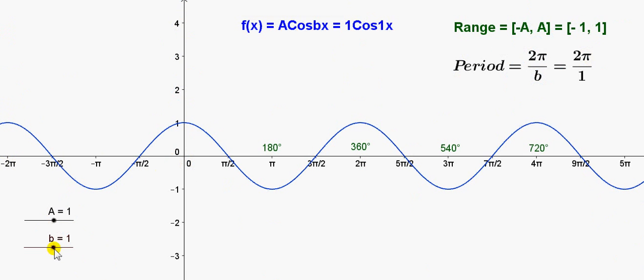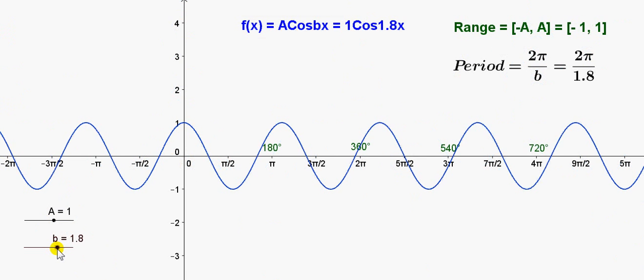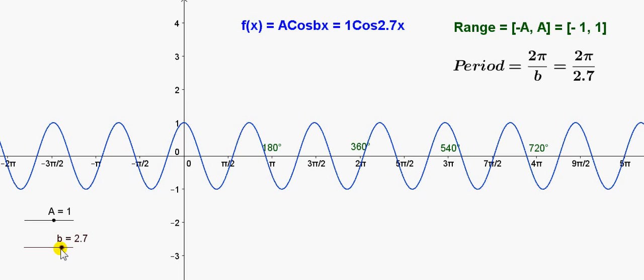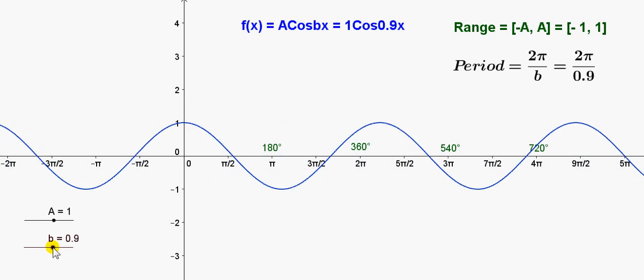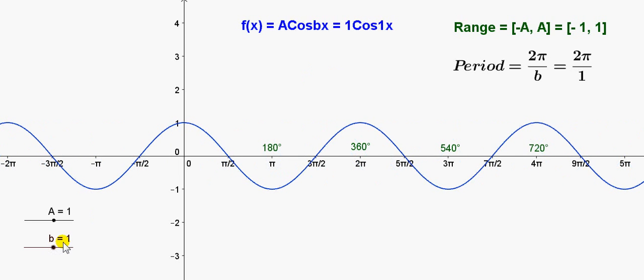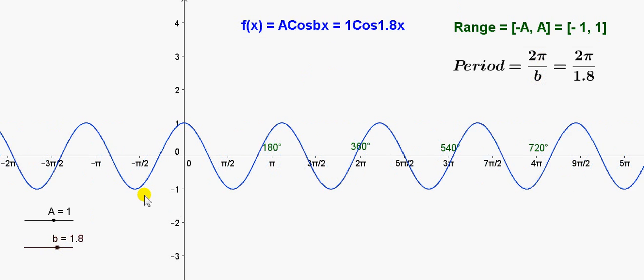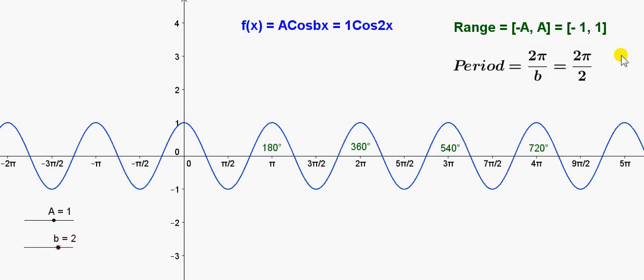And we can also change the period by changing b. So since the period of the cos function of cos 1x is 2 pi, we can prove, just like before, that the period of a cos bx is 2 pi divided by b. So if I make b equal to 2, we see that the period is 2 pi divided by 2, or pi. We've halved the period, just like for the sine function.